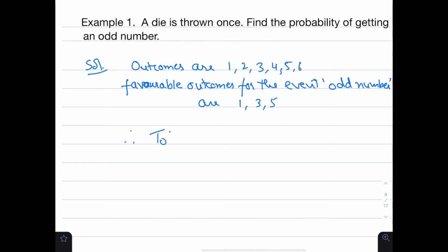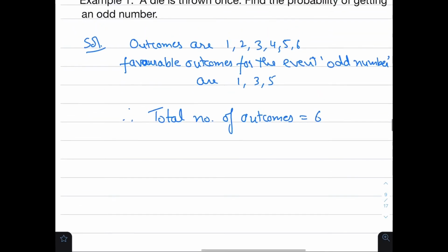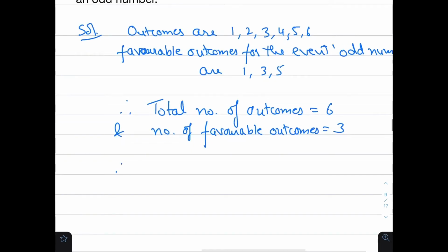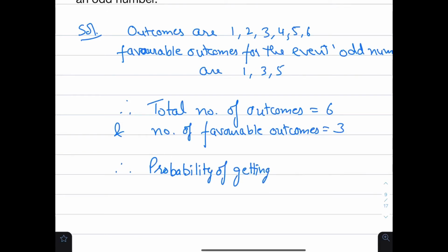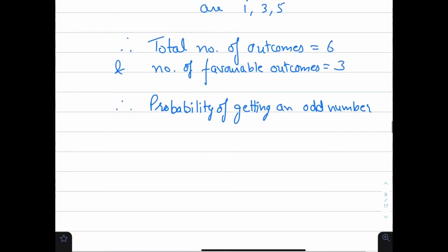Therefore, total number of outcomes, how many will there be? 6. Any one of 1, 2, 3, 4, 5, 6, so total number of outcomes is 6. And number of favorable outcomes equals 3; it can be any of 1, 3, 5. So therefore probability of getting an odd number equals 3/6 or 1/2.